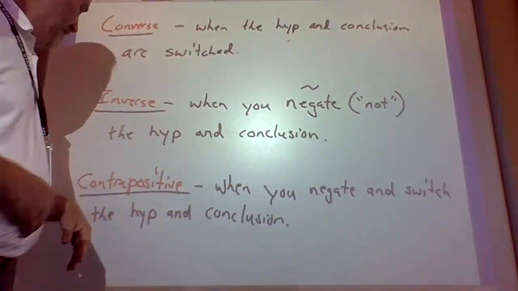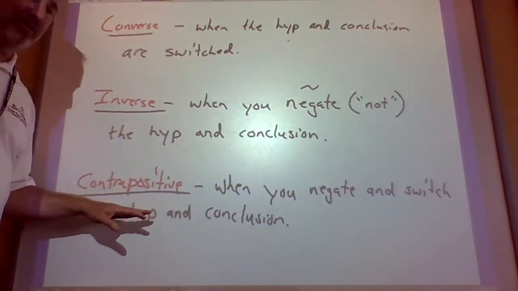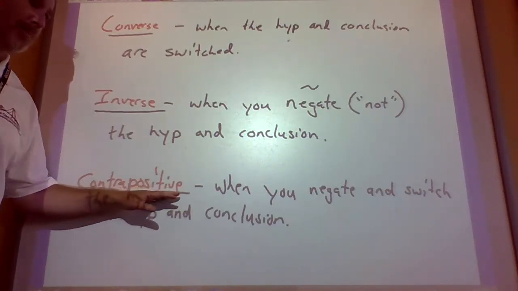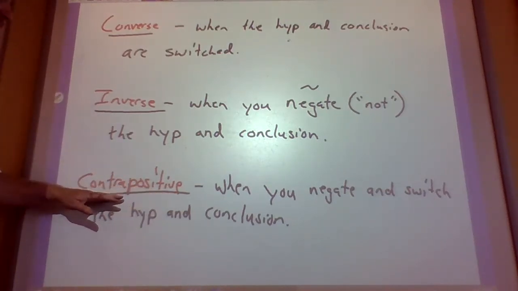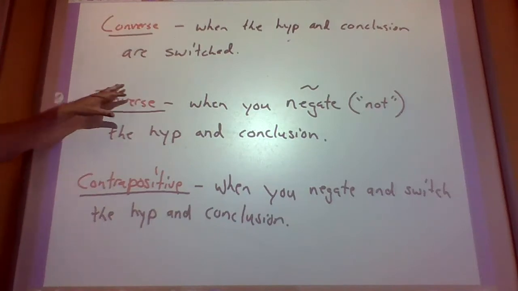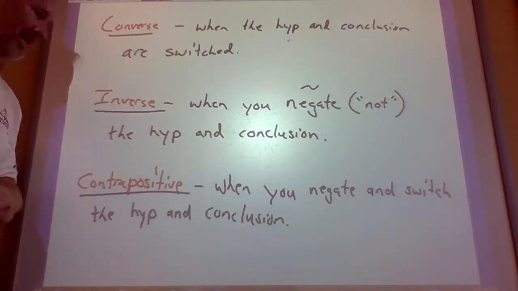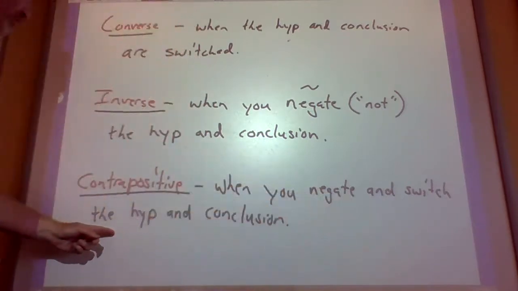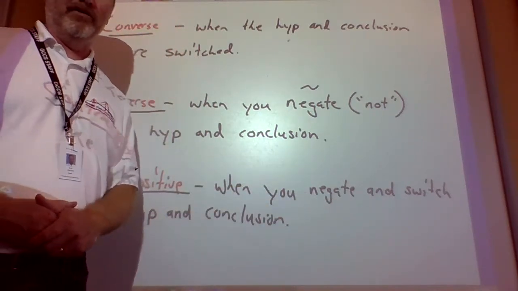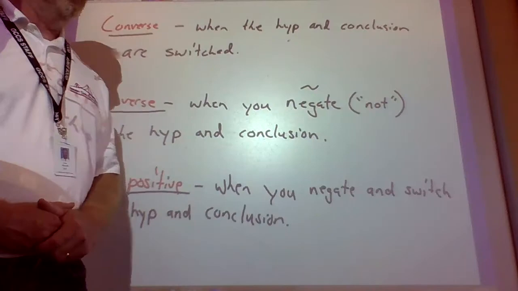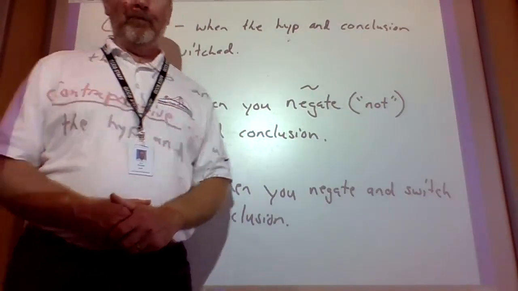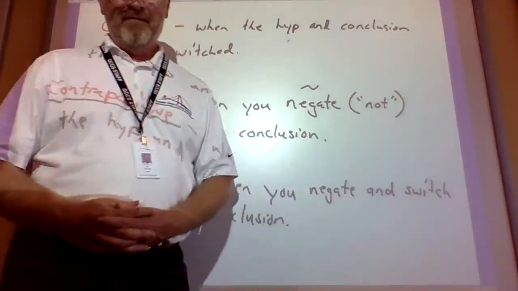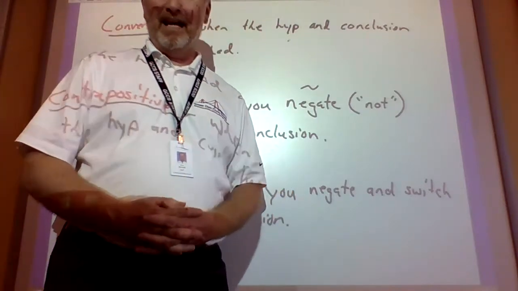Now, things get really tricky when we talk about the contrapositive. The contrapositive is when you do the converse and the inverse at the same time. So you negate and switch the hypothesis and the conclusion. You're doing them both. Let's see if I can freestyle that one. Y'all probably think I got a teleprompter up here because I'm so smooth with this, but I don't.